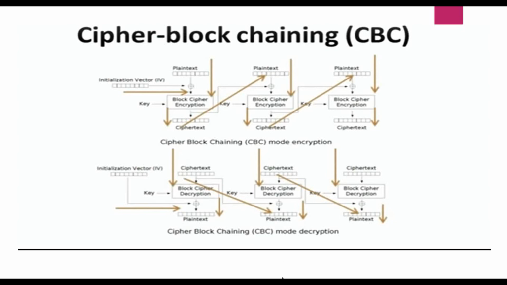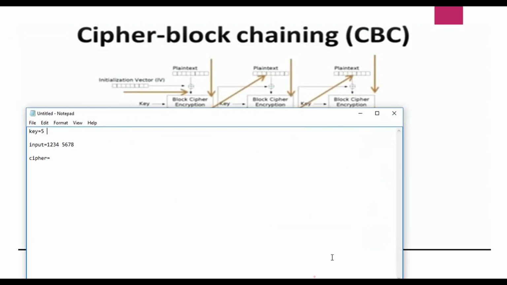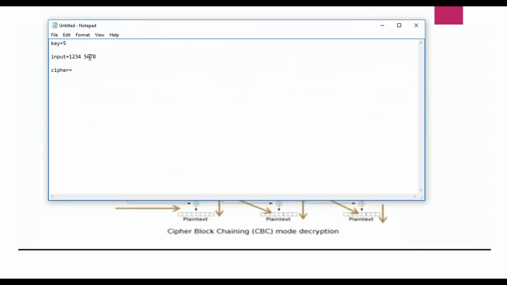So just to understand how it might work, let's take a little example here. Suppose in the ECB mode, we have a key of 5, and we have an input of 1 2 3 4 and 5 6 7 8. Suppose our algorithm is designed in such a way that the key is multiplied to the input. In this case, our ciphertext will become 5, 10, 15, 20. This is for the first block.